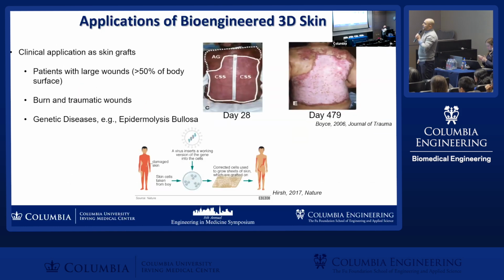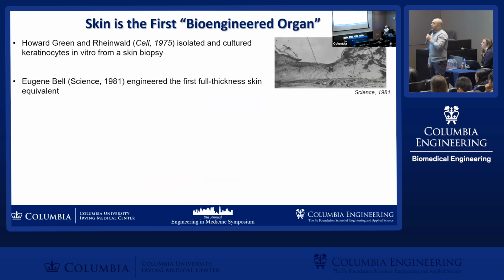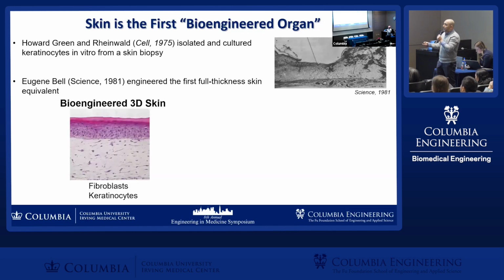Another application area is skin transplantation. Engineered skin has been grafted for many years onto patients with large wounds. These are mainly burn or traumatic wounds, and more recently, patients with genetic diseases such as epidermolysis bullosa. Skin is usually referred to as the first bioengineered organ, thanks to the pioneering studies back in the 1980s, where they first isolated cells, keratinocytes and fibroblasts, and cultured them in vitro, and reconstructed them in 3D hydrogels, typically collagen type 1.